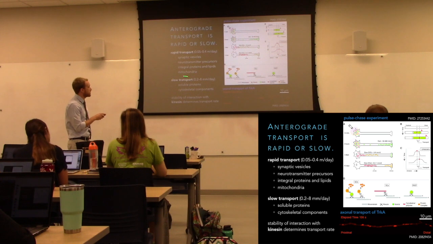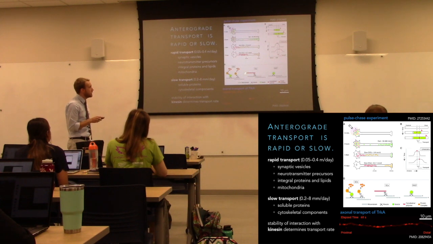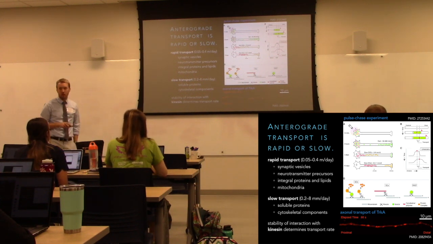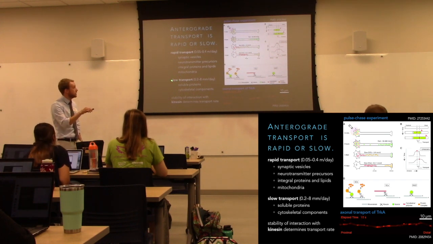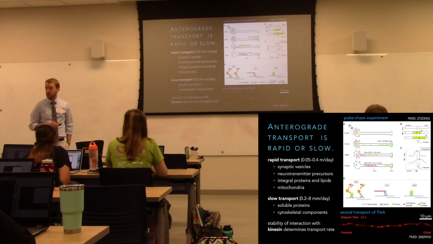You can break this slow transport down into slow component A and B if you want to say that the cytoskeletal components will get there a little bit slower than our soluble proteins. That's fine too. Or you can just say fast and slow, and you can notice that these are fairly different from each other.